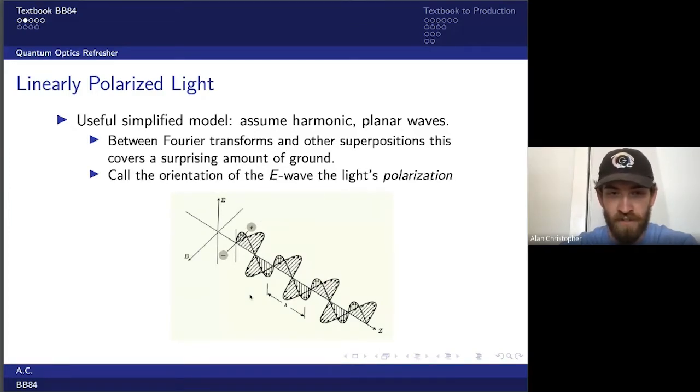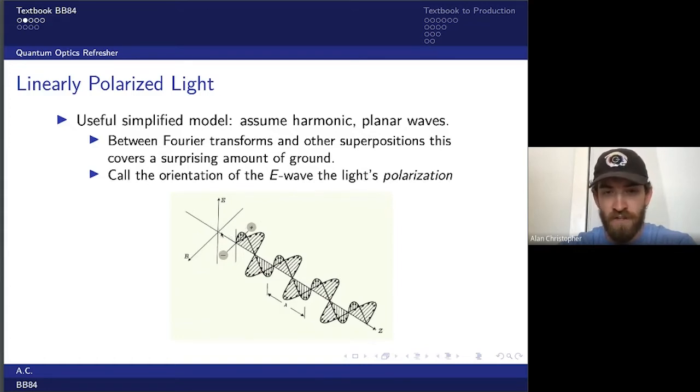The mathematical formalism for this one, when you usually look at it, assumes an infinitely long light wave. That's not going to be what you see in practice, but we can create things that look an awful lot like this in the lab. And what's going to be very useful to us is to identify the plane in which the E wave is sitting. And we're going to call the orientation of this wave the light's polarization.